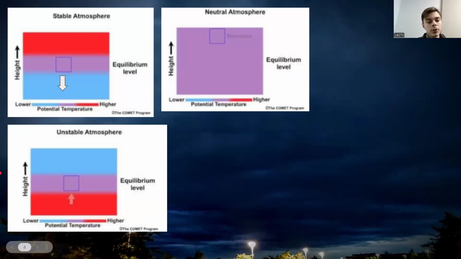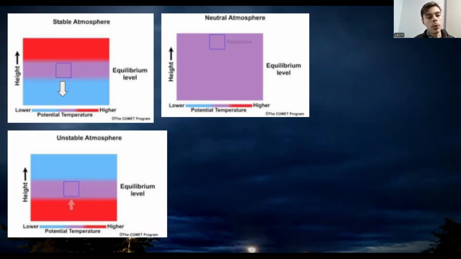Here are some images to show what I was just talking about. This first one is a stable atmosphere. We can see that the parcel, as it's going up, reaches a point where there's warmer air. The parcel is going to be cooler than its environment, so it decides to sink back to the equilibrium level where it ends up just being the same.